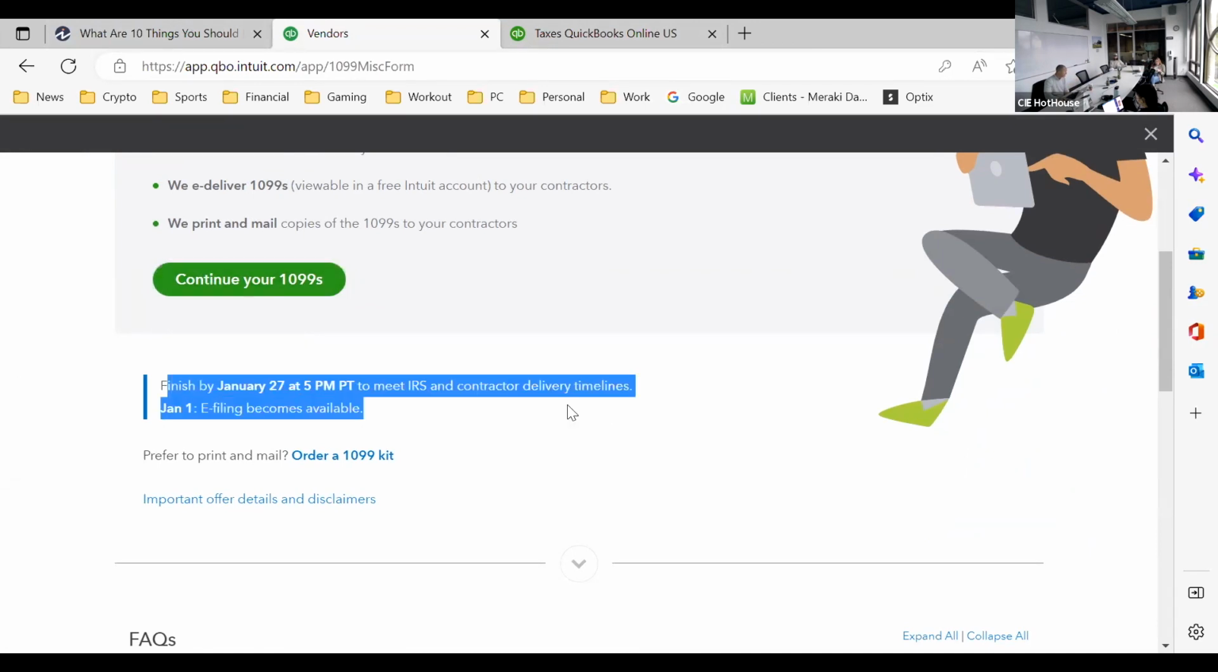Do you note the deadline day? This is the date by which you need to have them printed and mailed.